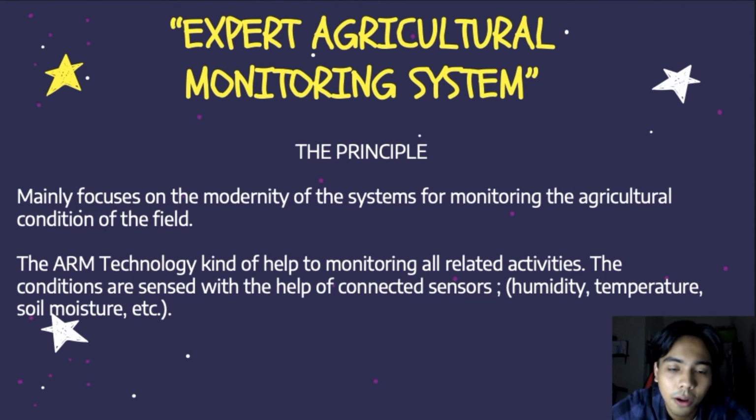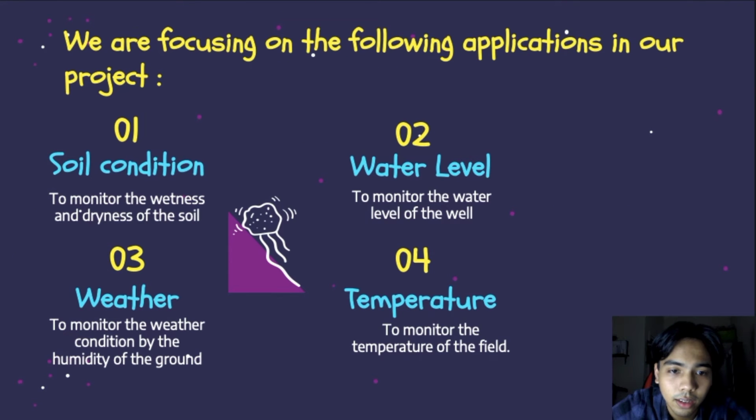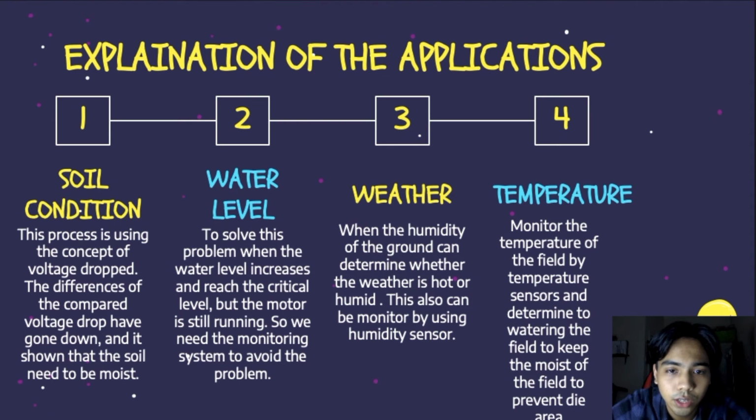and more. And here we are focusing on the following applications in our project system: to monitor the wetness and dryness of the soil, to monitor the water level of the well, to monitor the weather condition by the humidity of the ground, and to monitor the temperature of the field. Lastly, the explanation of the applications, starting with the soil condition.